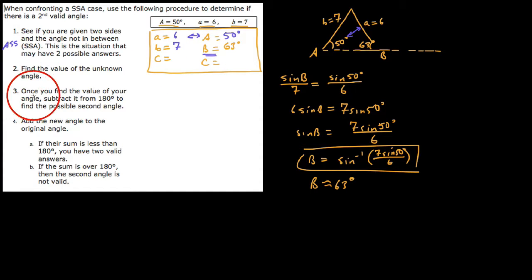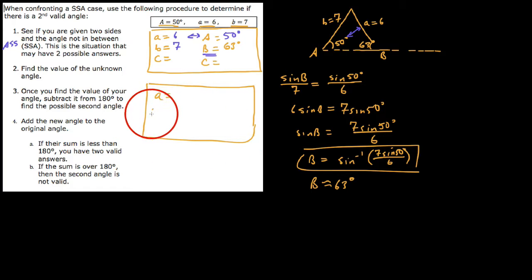So for the third step here, once you find the value of your angle, we're going to subtract it from 180 degrees to find the possible second angle. So what I'm going to have everybody do is extend this here, and we're just going to fill it out again, as if this is the second possible triangle that could exist in this particular case.